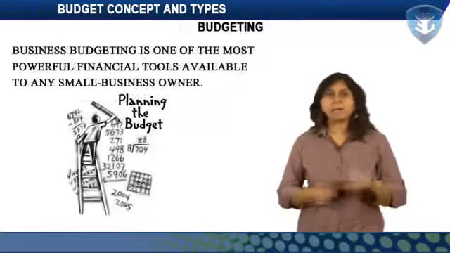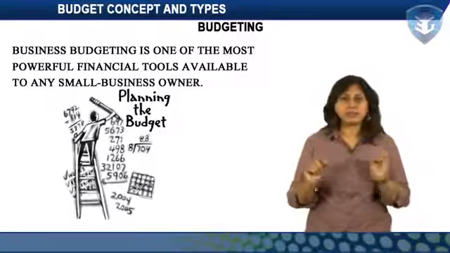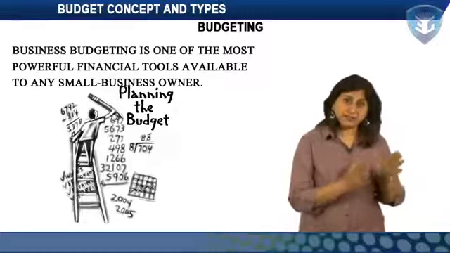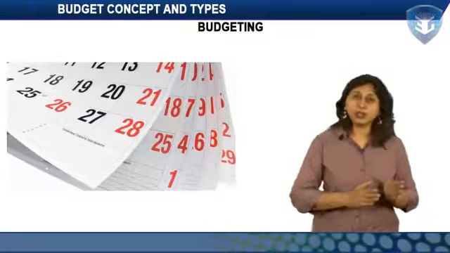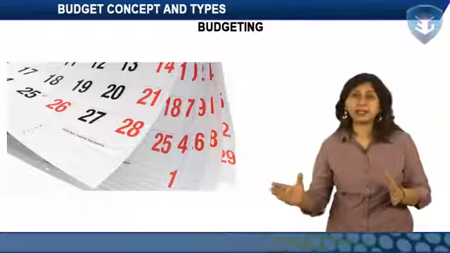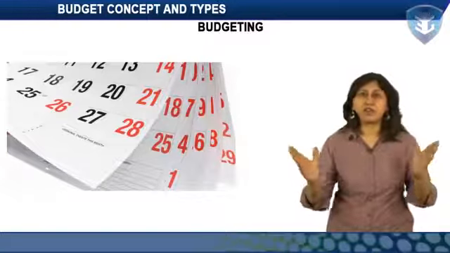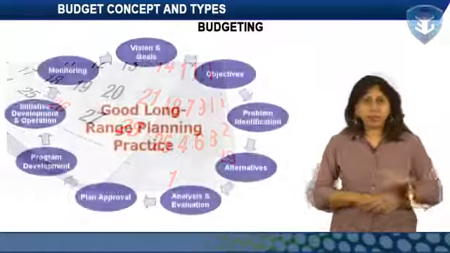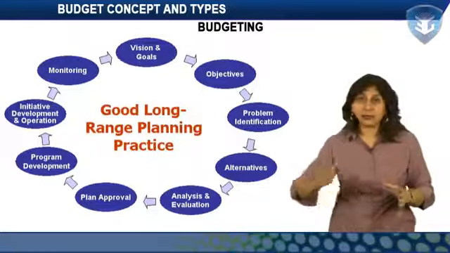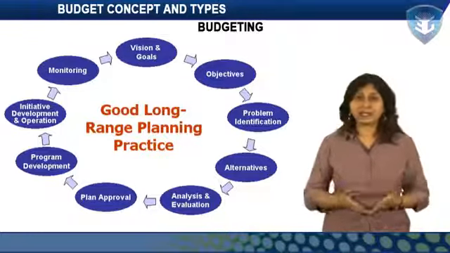Budgeting. Business budgeting is one of the most powerful financial tools available to any small business owner. The most effective financial budget includes both a short-range, month-to-month plan for at least one calendar year and a long-range, quarter-to-quarter plan we use for financial statement reporting. The long-range plan should cover a period of at least 3 years. Some go up to 5 years on a quarterly basis or even an annual basis.